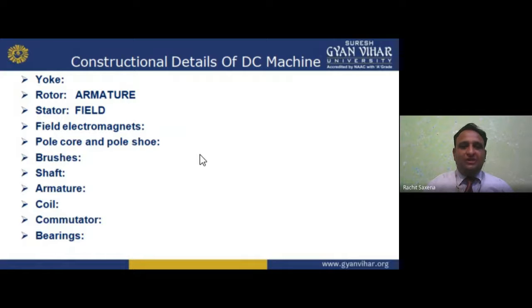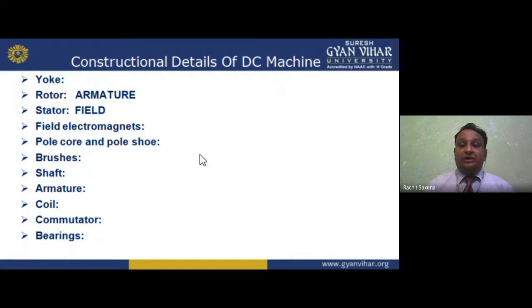I hope you understand. Now first is the yoke, second is the rotor, also called the armature, third is the stator, which holds the field electromagnets, that is, the pole core and pole shoe in the field. We have brushes, a shaft, and the armature, which is known as the rotating part. We use coils on both the field and the armature, stator and rotor.